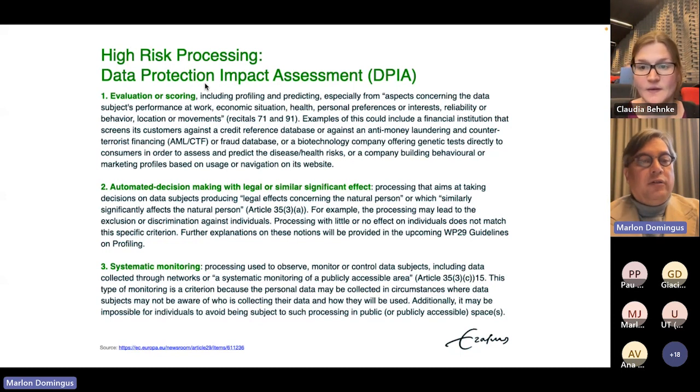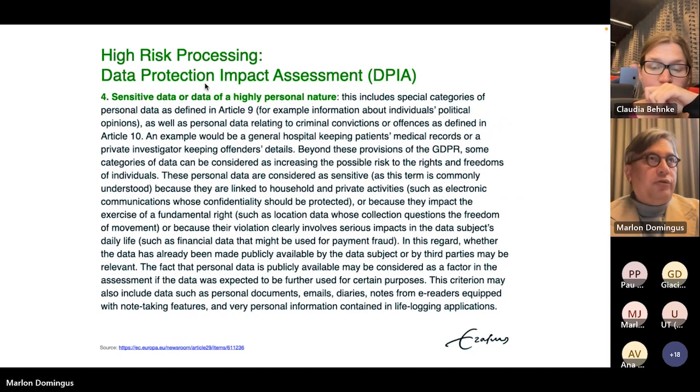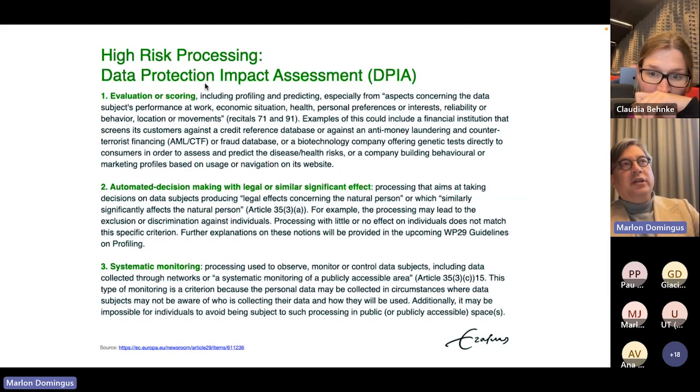So evaluation or scoring, automated decision making, systematic monitoring, the stuff we don't want, right? So without people in the loop. Sensitive data or data of a highly personal nature. This is one of the risk categories. The idea is you get a list of 9 risk identifiers, and if you have 2 or more, then you should do your DPIA.